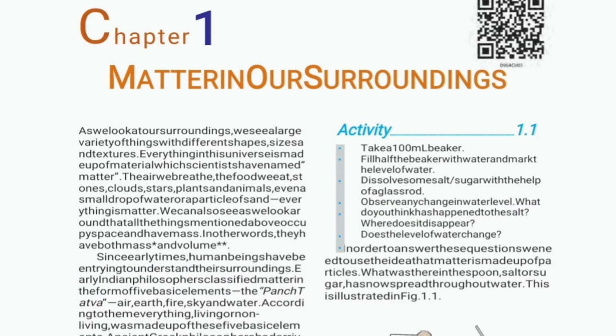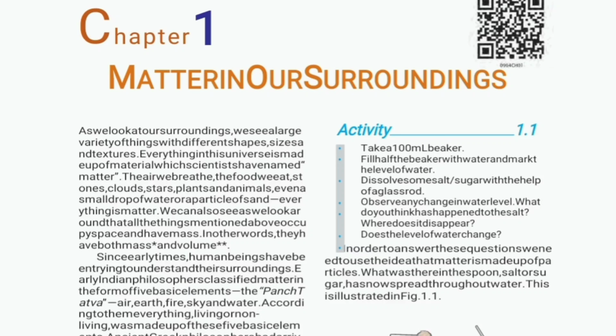In order to answer these questions, we need to use the idea that matter is made up of particles. What was there in the spoon, salt or sugar, has now spread throughout water. This is illustrated in Figure 1.1.